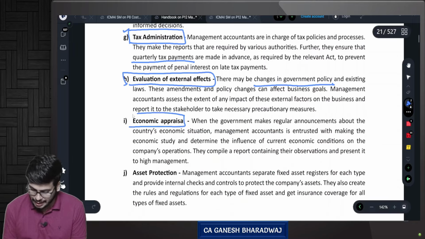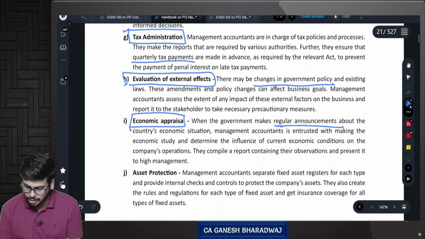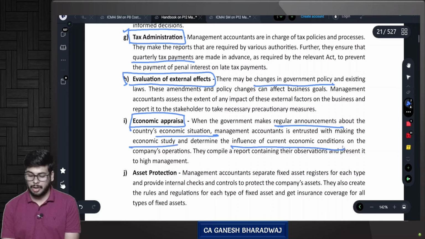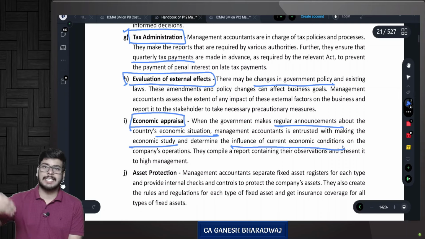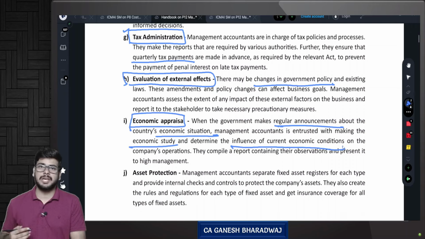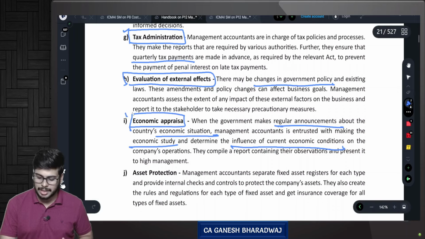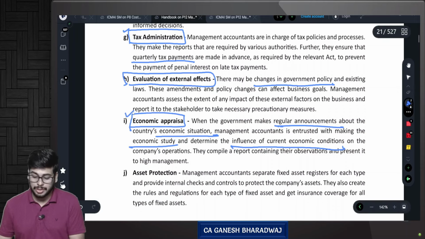Economic appraisal. The government makes regular announcements about the country's economic situation, and the management accountant is entrusted with making the economic study and determining the influence of current economic conditions on the company's operations. Is there inflation, or is there going to be a recession? If there is a recession, we need to lay off so many employees. If there is going to be inflation, then how best can we make use of that to the company's advantage? All of this is a management accountant's work.